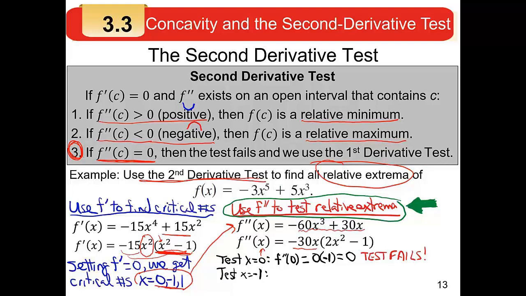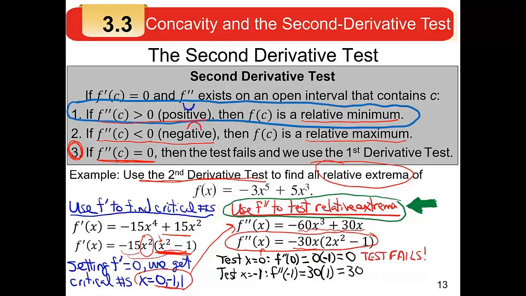Test the next one. The next one is minus 1. If you plug minus 1 back into the second derivative, remember we're plugging into the second derivative, you end up with 30. 30 is a positive number. That means you're in case 1 up here now, where the second derivative is positive. That means you've got a relative minimum. Now we've tested 2 out of the 3 critical numbers.